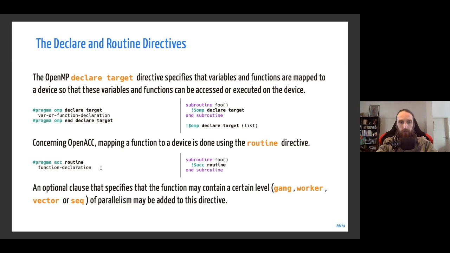In OpenACC, you do this using the routine directive. And in OpenACC, you have an optional clause that you can use, which says that a function may contain some level of parallelism. For example, if you have gang level parallelism inside of this function, then you use the gang clause. If you have worker or vector level parallelism, you use the worker and vector clauses. And if this routine should be called and executed sequentially, so not by multiple threads, you use the seq clause.